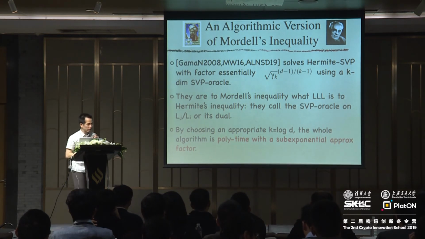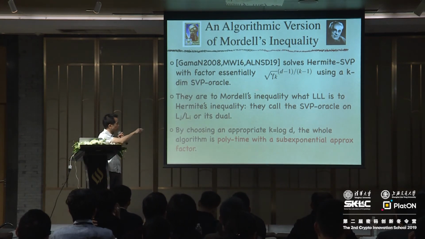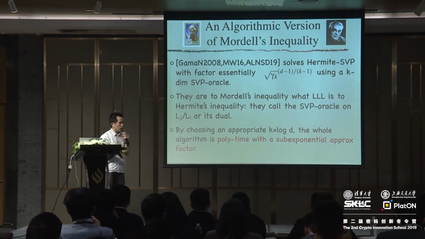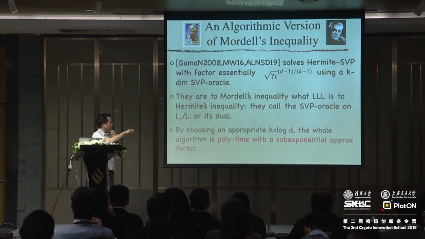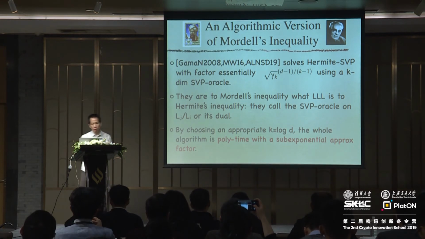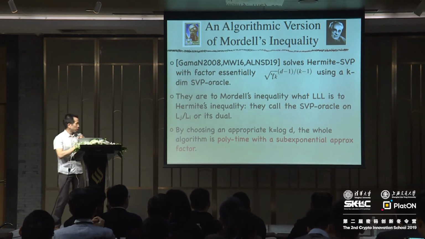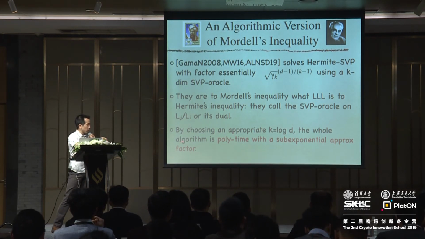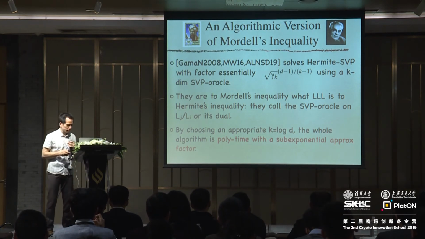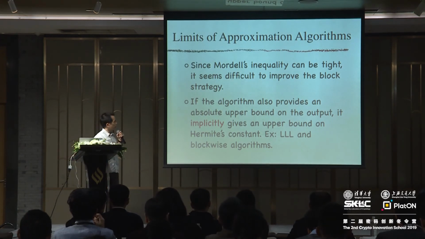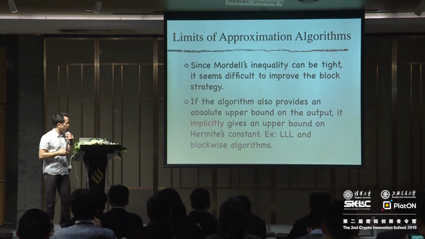So what you need to remember is that these algorithms are to Mordell's inequality what LLL is to Hermite's inequality. The only thing that changes, they call the oracle on these quotient lattices or the dual. And by choosing a big but small enough block size, you get in polynomial time a sub-exponential approximation factor as promised. So unfortunately, there are limits to these kinds of things because Mordell's inequality can be tight, so it's not clear at all how we can improve upon these algorithms.